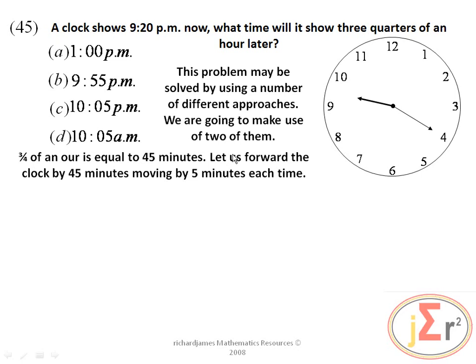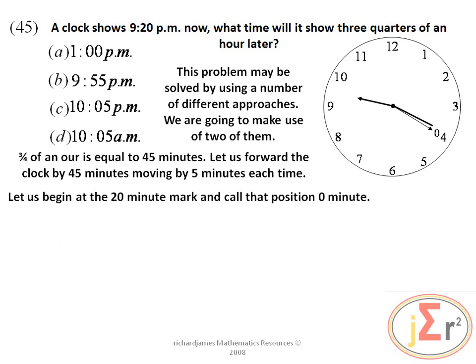Take note that a 3/4 of an hour is 45 minutes. We are going to cause the present position of the minute hand to be our 0-minute mark, because we are going to be counting all the way around the clock for 45 minutes, and we are going to begin at the present position of the minute hand. So let us begin at the 20-minute mark and call that position 0 minute.